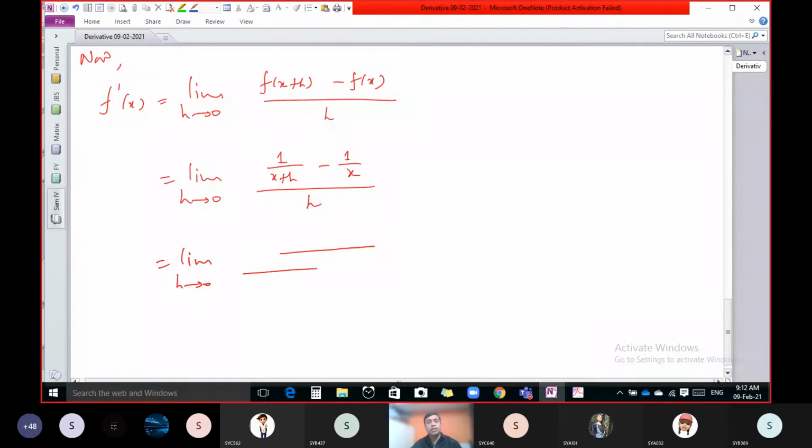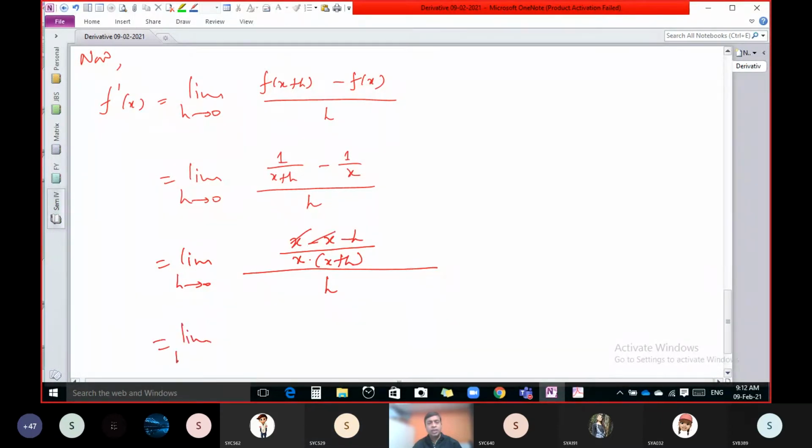What is the LCM here? x plus h. You have to write LCM is x into x plus h. So just cross multiply. So now what do we get in the numerator? x minus x minus h. x minus x minus h. Correct. So if we cancel this x, we get minus h only.